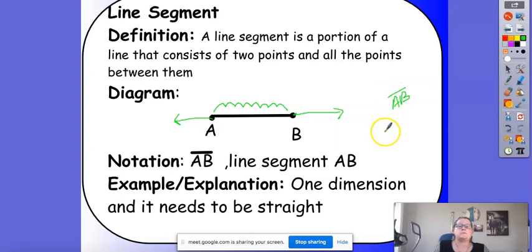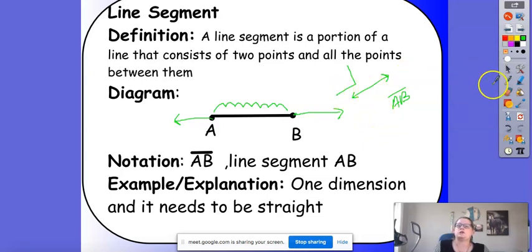Okay, it's 1 dimension, so hopefully it's not 3-dimensional. And it has to be straight. So this right here is not a line. It's got to be straight. All the way straight. That's a line. Okay, so that's what we got with a line segment.